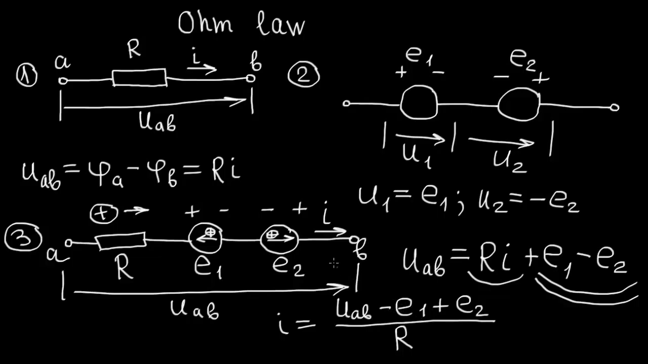Minus E1 because positive charges inside this source run in the opposite direction of our current, and plus before E2 because these charges run in the same direction as our current. And that is all.